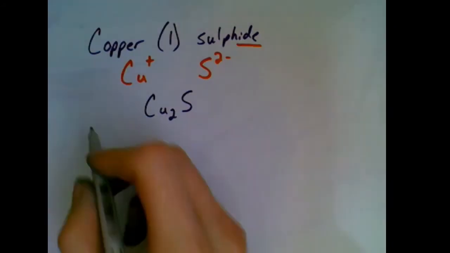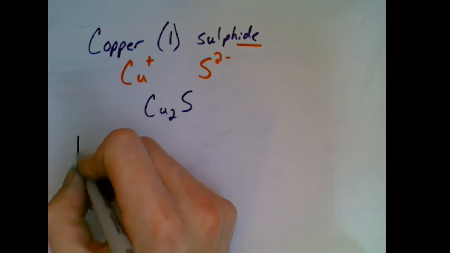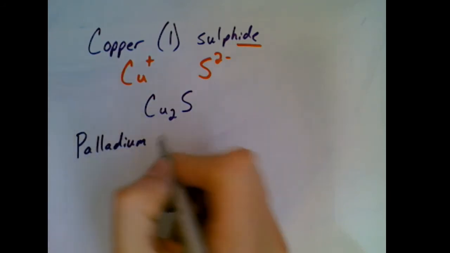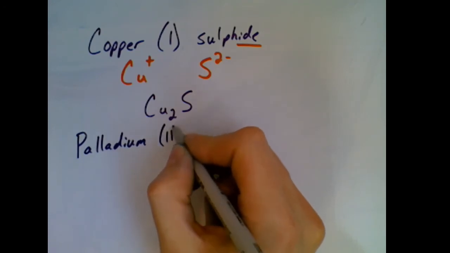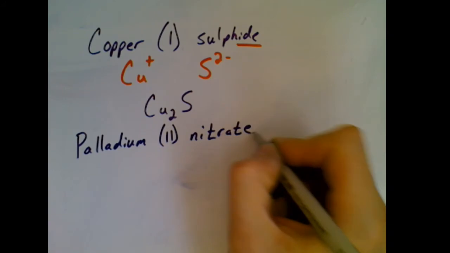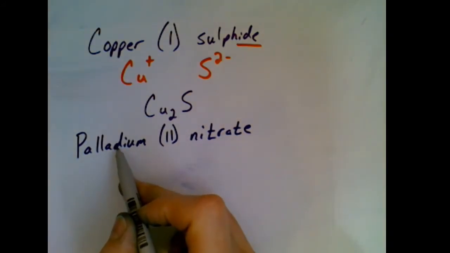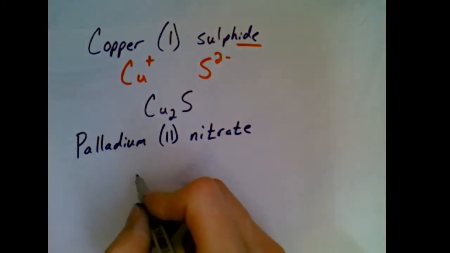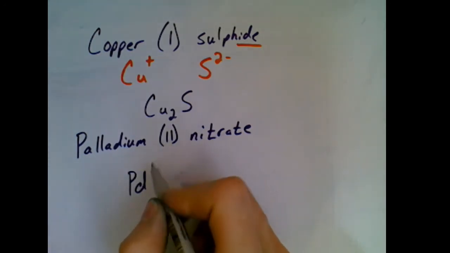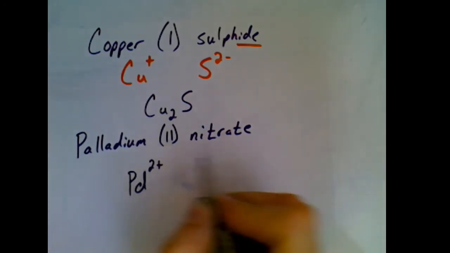Let's try something a little bit different. Let's say we go with palladium 2 nitrate. So palladium, go to your periodic table, you're going to find that it is Pd. This means a charge of +2.